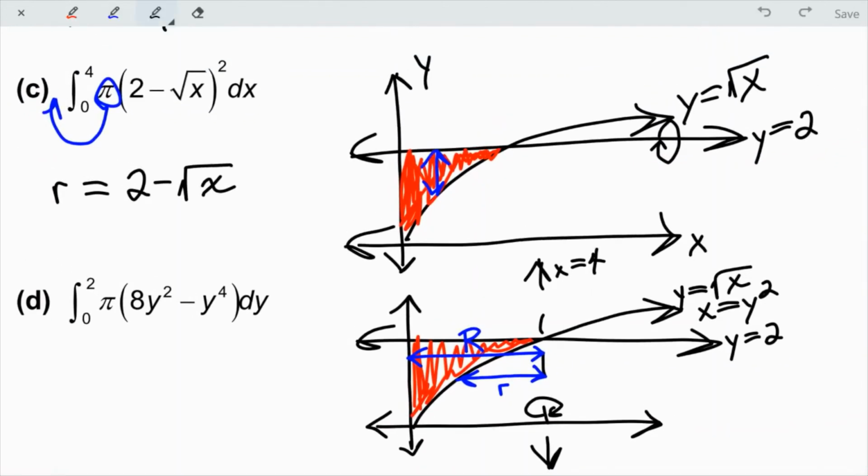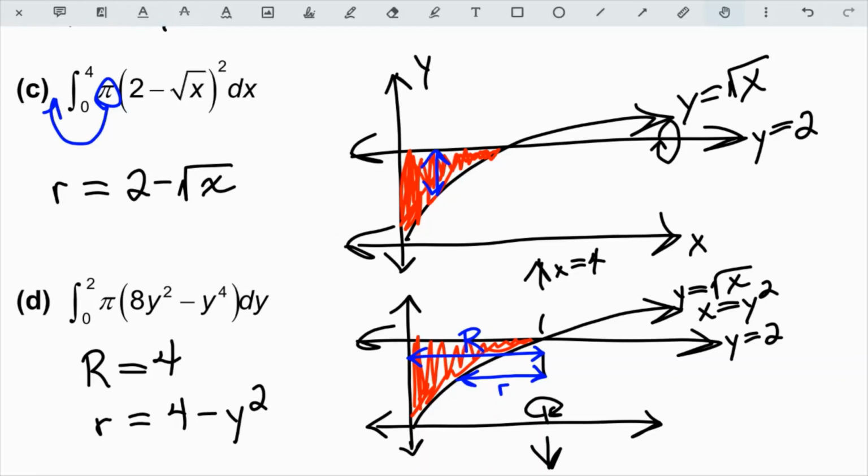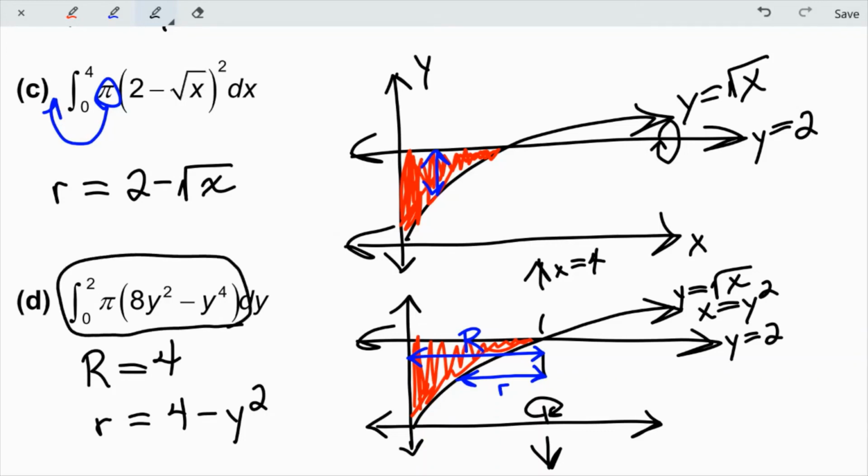So when I set up my radii this time, my outside radius is clearly just 4, because it's x is equal to 4 minus x is equal to 0. But for my inside radius, I've got to do the x is equal to 4 minus the curve. The curve here is y squared. So it's 4 minus y squared. So you might think, well, why does this integral look totally different than what I'm expecting? Because you would think it would be the outside radius squared, which would be 16, minus the inside radius squared, 4 minus y squared. Well, it's just because there's some algebra here that happens when you set this up.